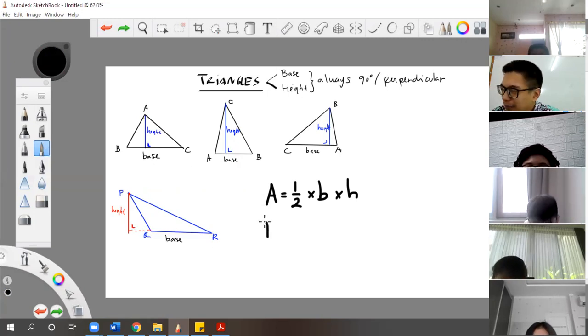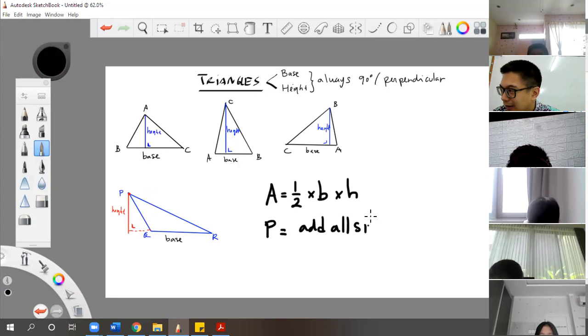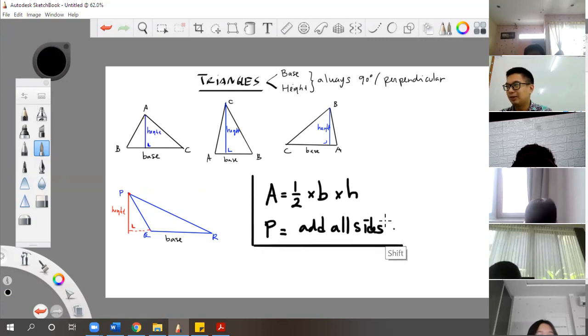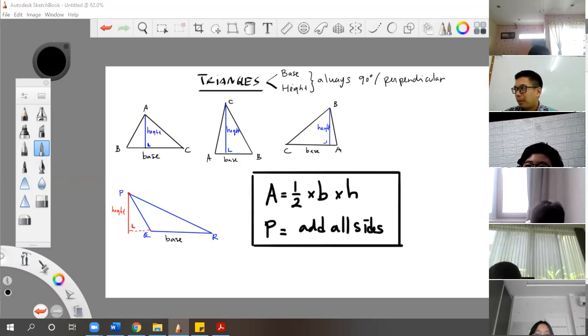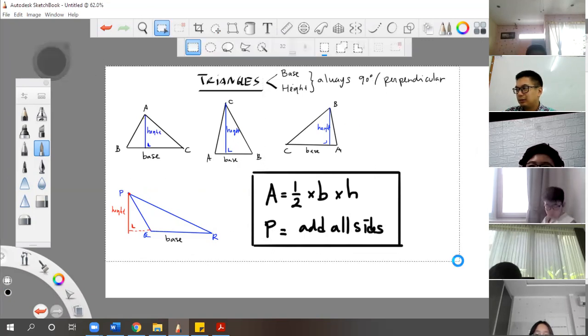And the formula of perimeter, no specific formula, it is adding all sides. Okay, adding all the sides for the triangles. Pay attention, it is only for the triangles. Half BH and all sides. That's the formula of perimeter and area of triangles. That's it.